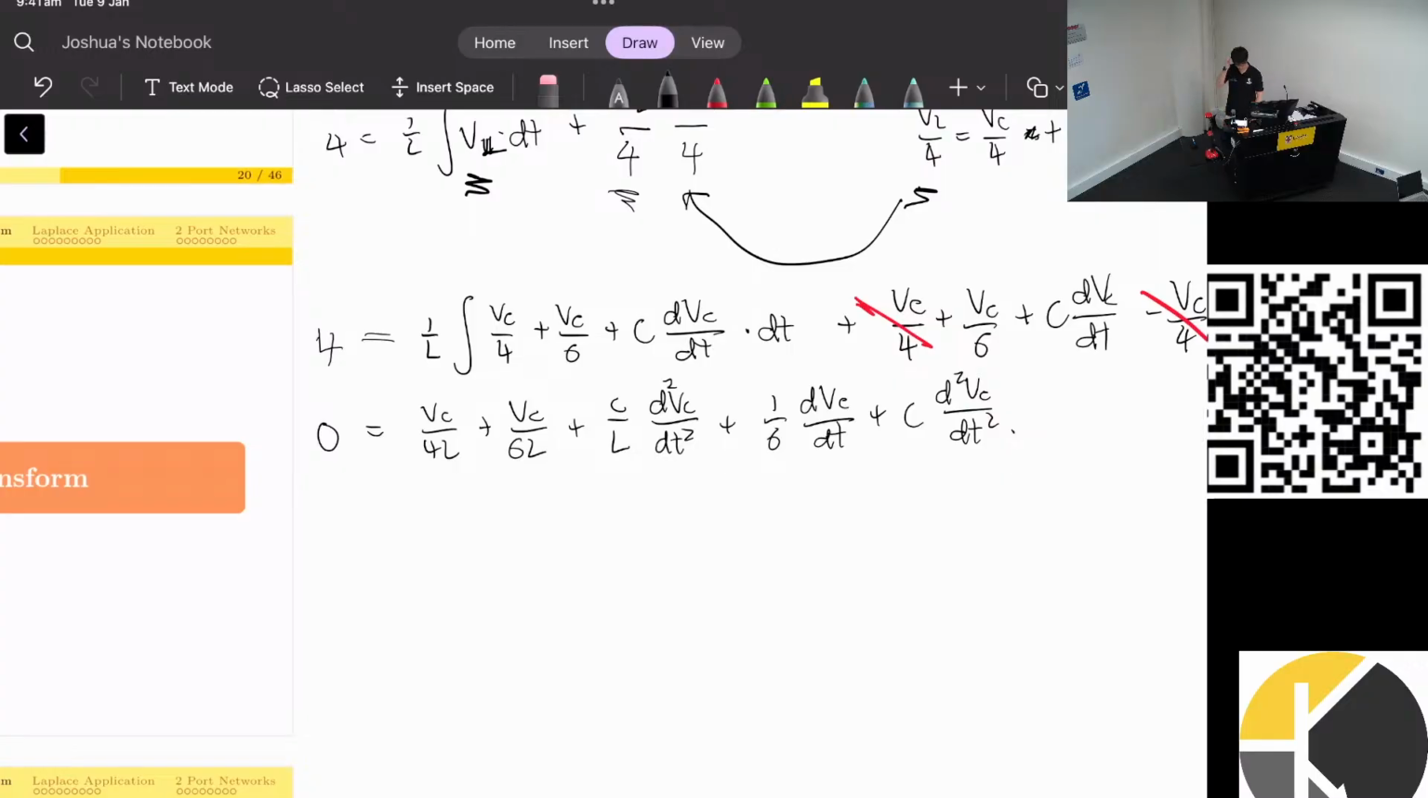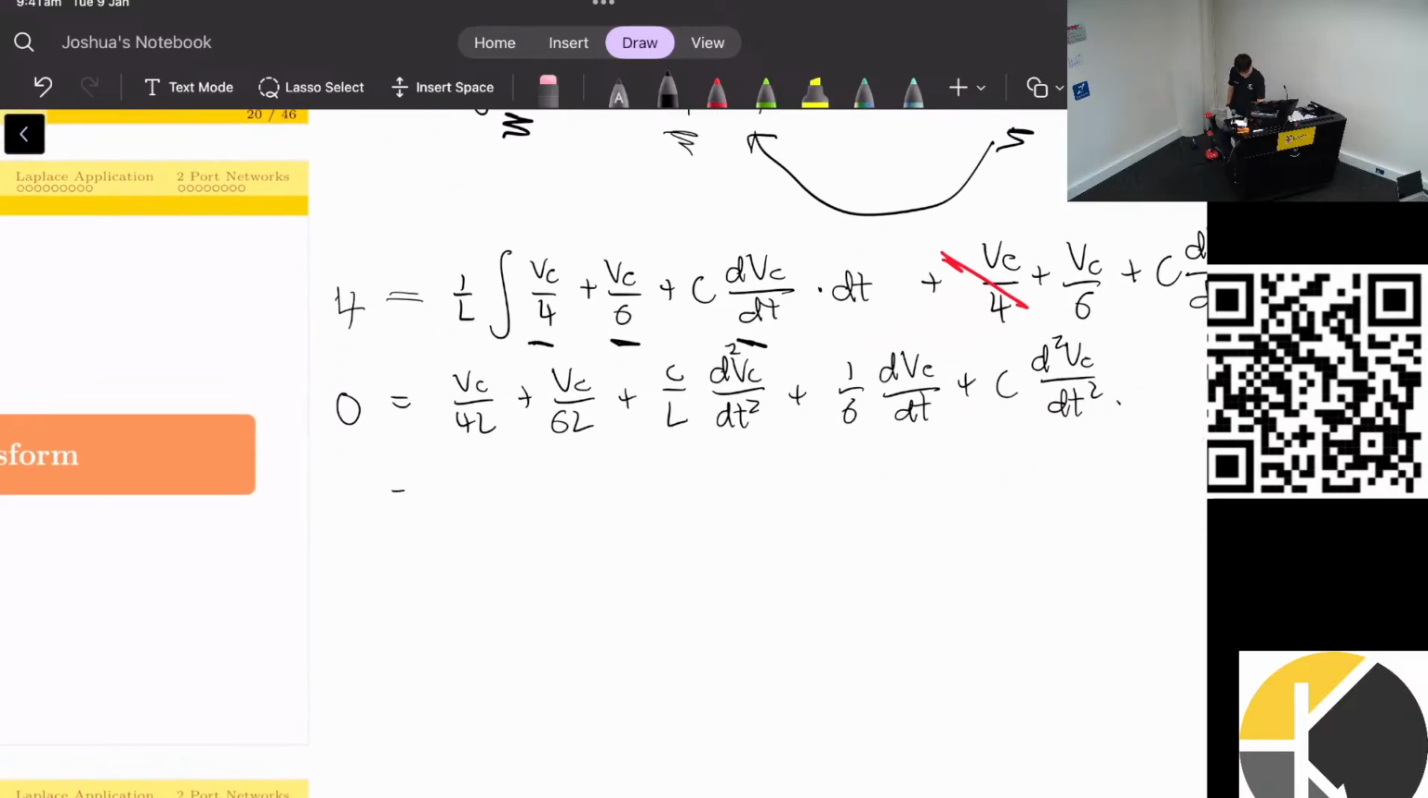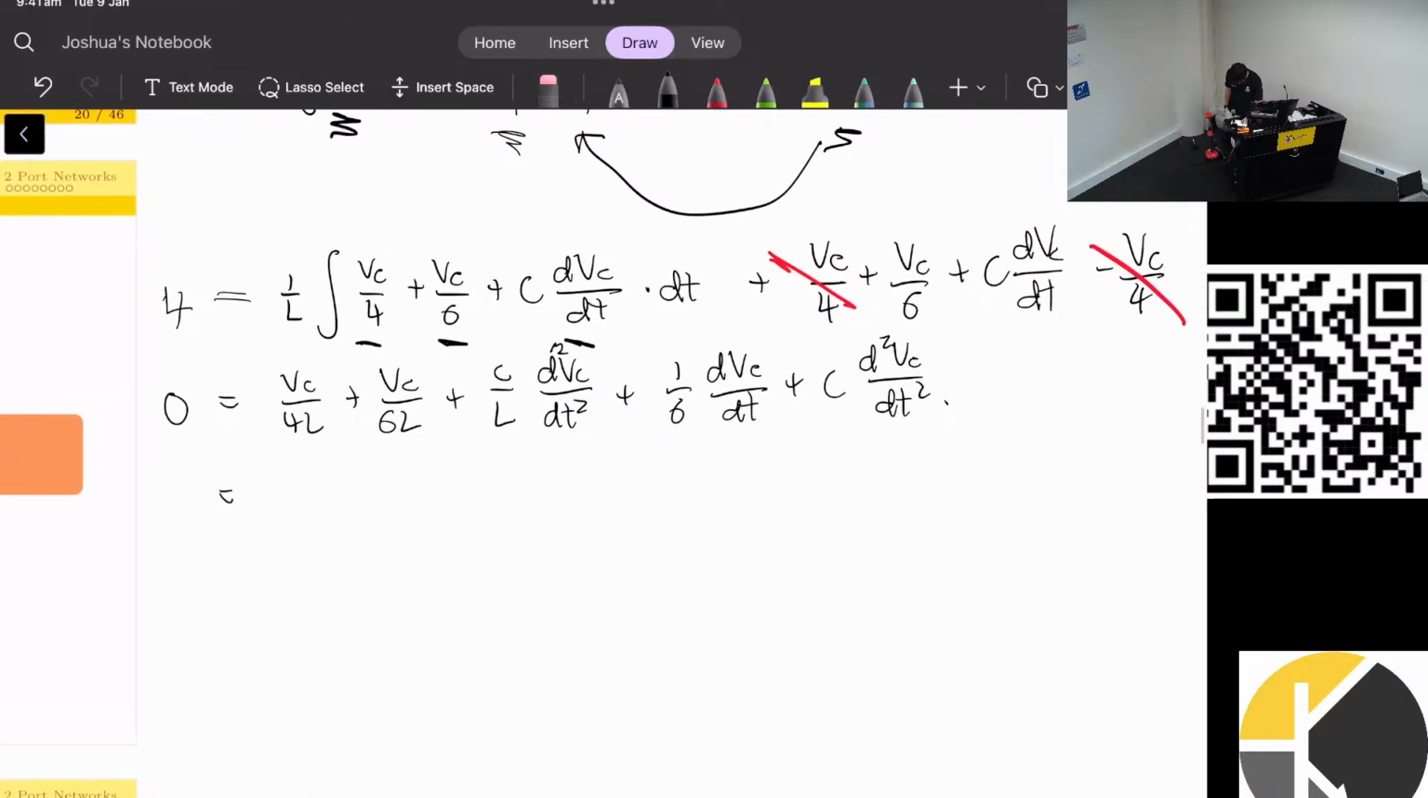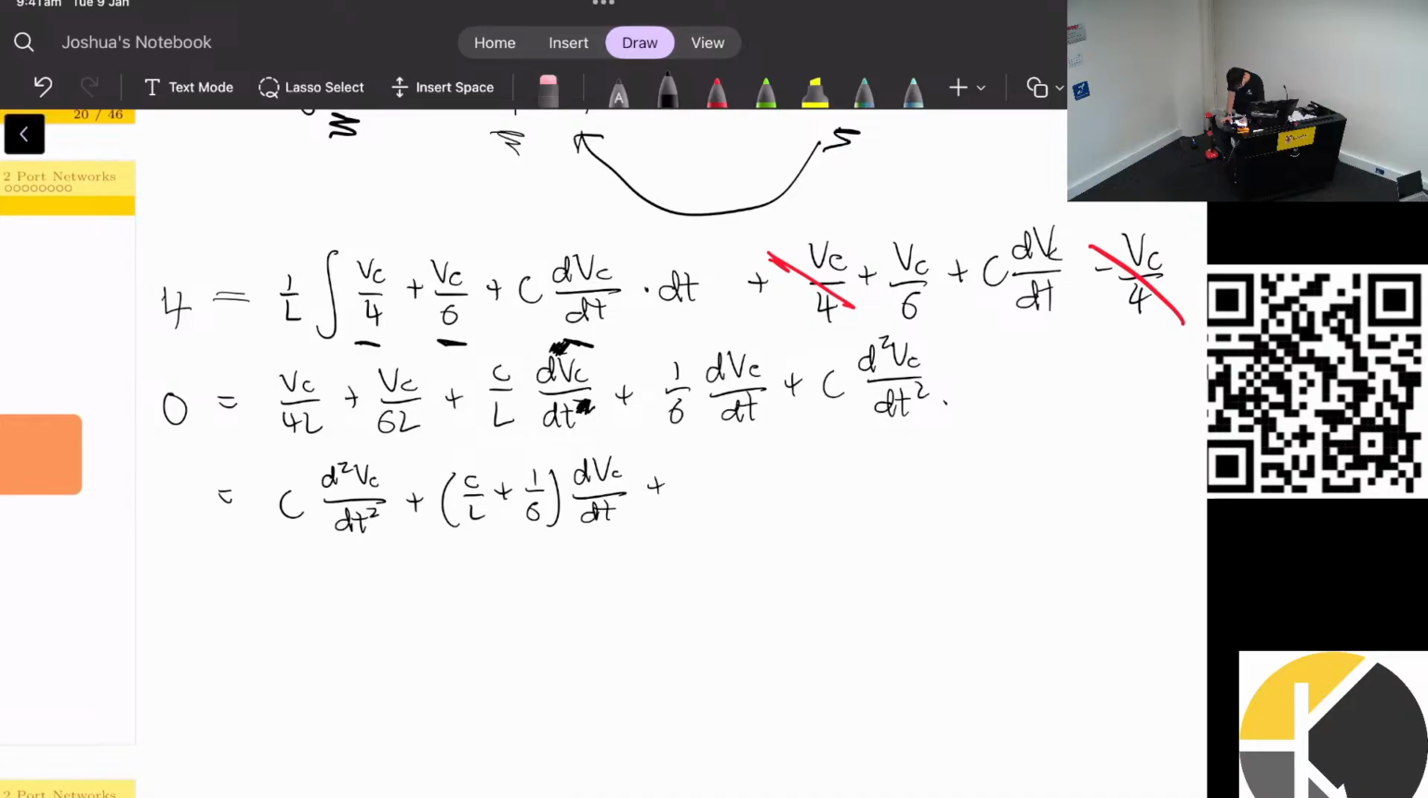Cool. So these terms didn't change because they're in the integral, so the derivative and the integral will just cancel out. So then I'll just collect the like terms. Sorry, since they cancel out, these should not be squared. Cool. So I'll collect the like terms. So we have C d squared VC on dt squared plus C on L plus 1 on 6 dVC on dt plus 1 on 4L plus 1 on 6L VC.